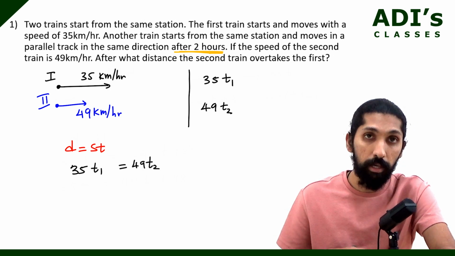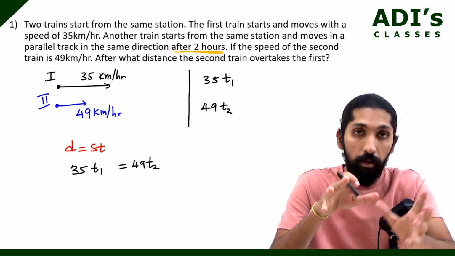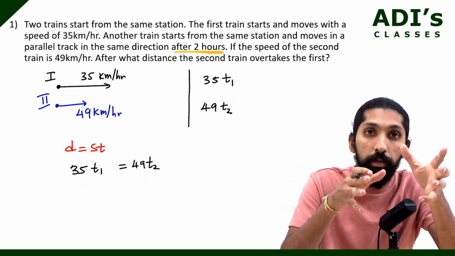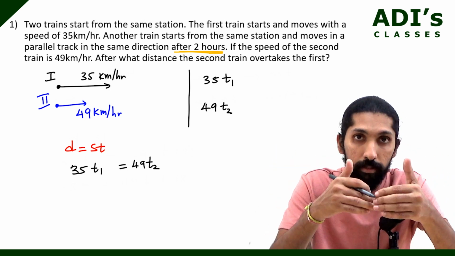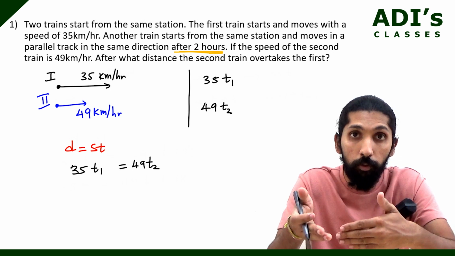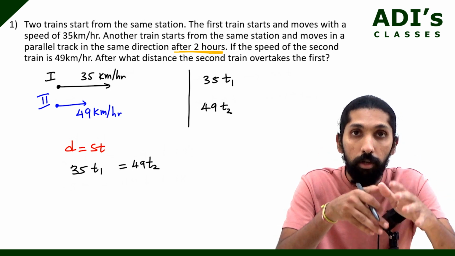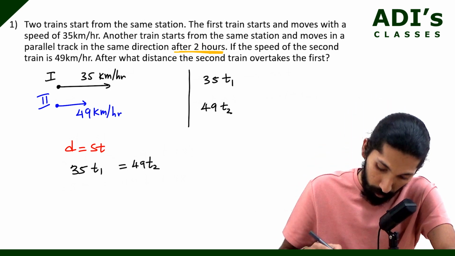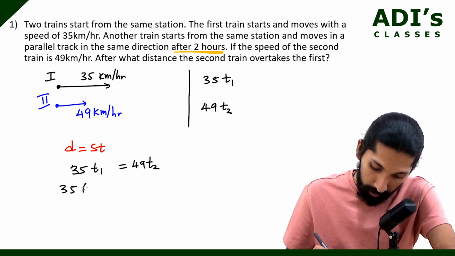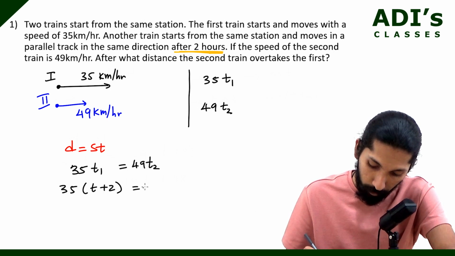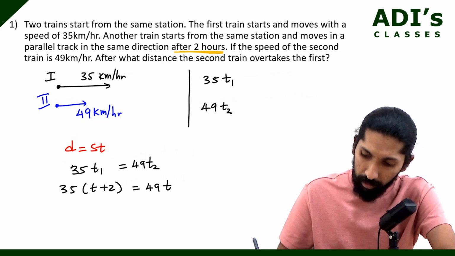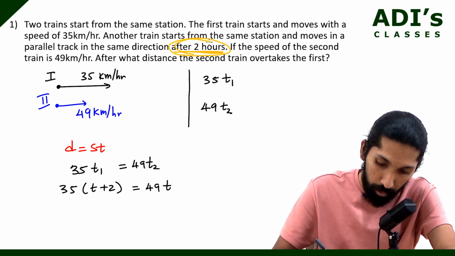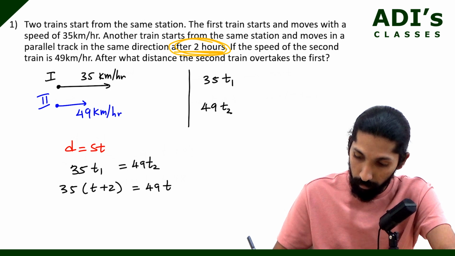Now, since these two are the same, what do we know? One train is going slower, another train is going faster. So the time taken by the faster train will be lesser. The faster you move, the less time you take. So the 35 km per hour train should take more time. Make sense? So 35 into (T plus 2) is equal to 49 into T. You might be thinking, how are we getting that plus 2? It's because of this 2 hours time difference.